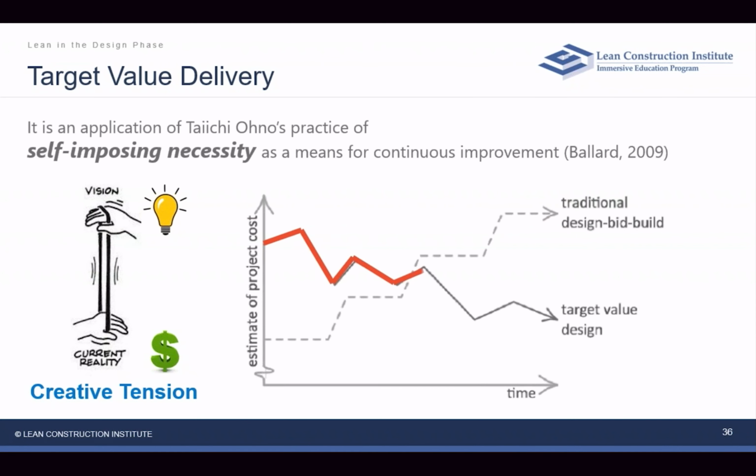Now, what target value delivery does is it gives us more of a systematic way of approaching that particular challenge. And typically with target value design, and I actually like how this goes up first, because often when I see the metrics on target value design, at first costs might start going up, but this continual awareness of the cost, the team actually ends up driving it down for a better, higher value solution, versus in traditional design-bid-build.